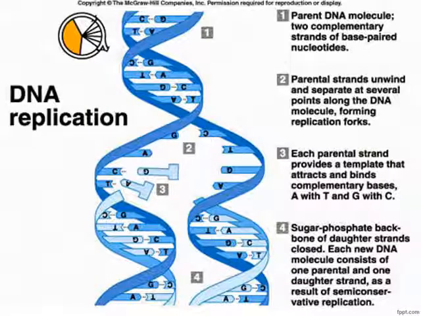So this is the summary of DNA replication. First, yung parent DNA molecule, di ba meron two complementary strands of base paired nucleotides. Tapos yung second, nag-unwind sila at nagse-separate. Tapos, each parental strand provides a template. Yung naghiwalay, yun yung magiging template. Tapos, after nun, the sugar phosphate backbone of the daughter strands close, forming new daughter strands ng DNA.